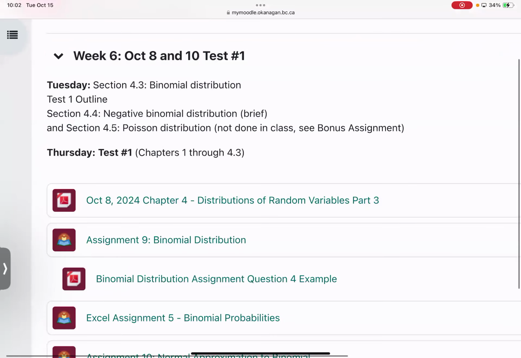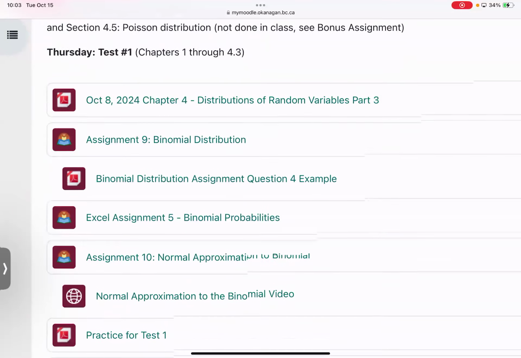We did kind of talk about the binomial, and we got through it, but just very briefly. And so then we talked about the test one. We didn't do the negative binomial, and I'm going to cut it. I can't draw on here because it's just on Moodle, but I'll put a strike through it. It says brief, but we're not even going to touch on it. And for the Poisson, I think I've mentioned it before, we're not going to do it in class.